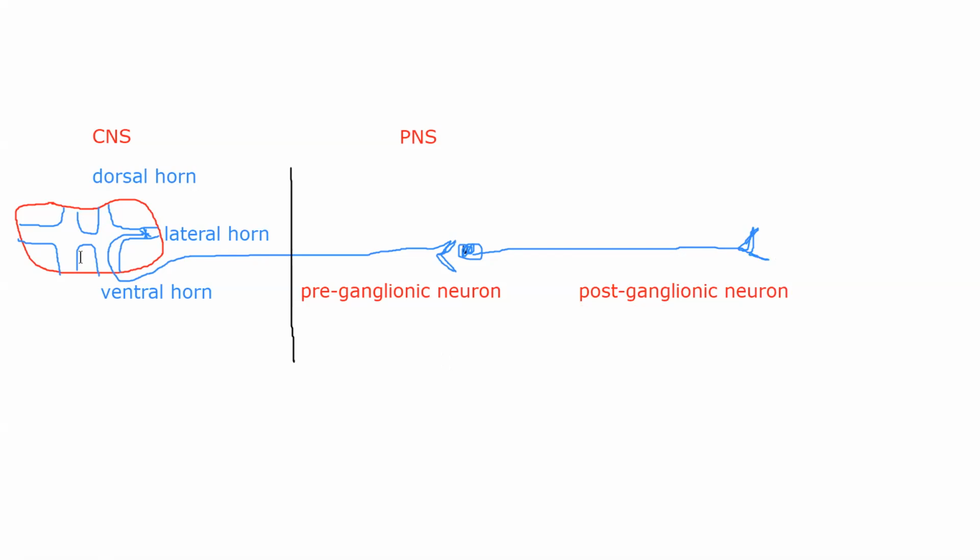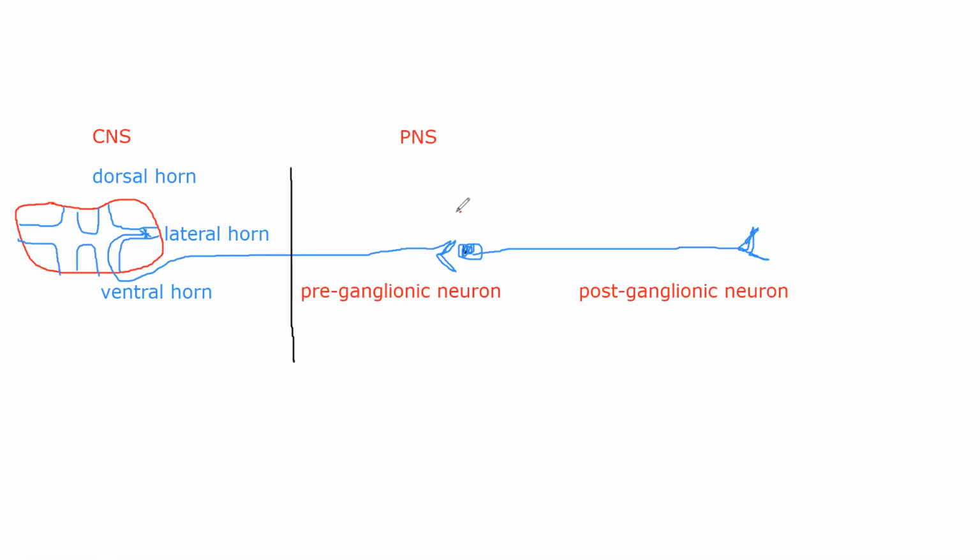All right, so the first neuron going to the ganglia, and then the second neuron going to the effector tissues. And I'll come back to the effector tissues and we'll talk about some examples of what those are. Let's look at the area where this synapse takes place.